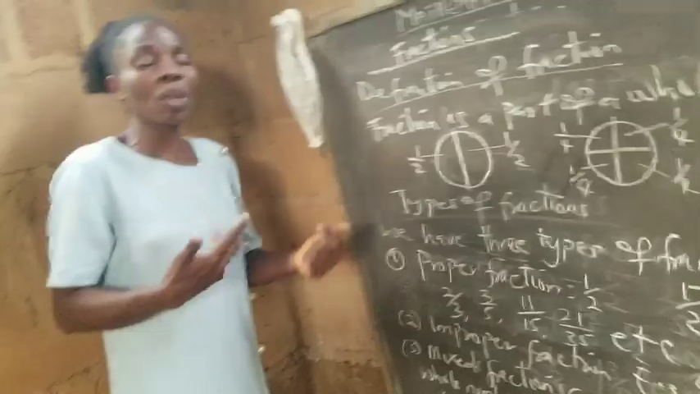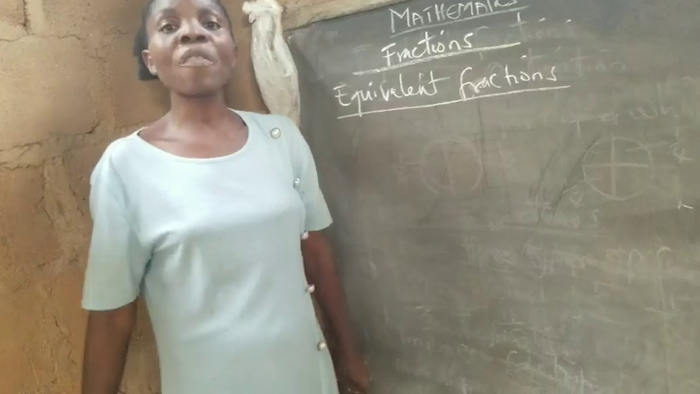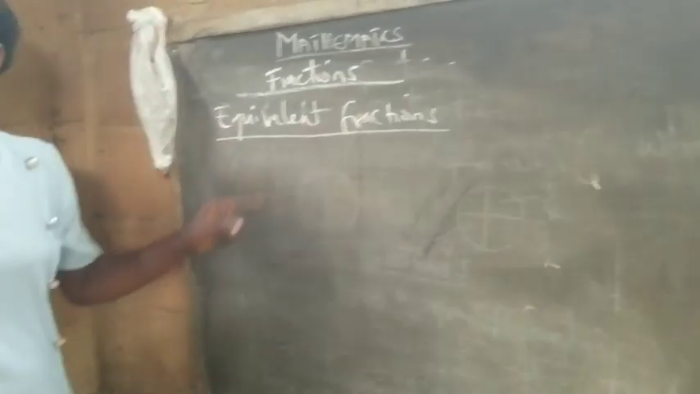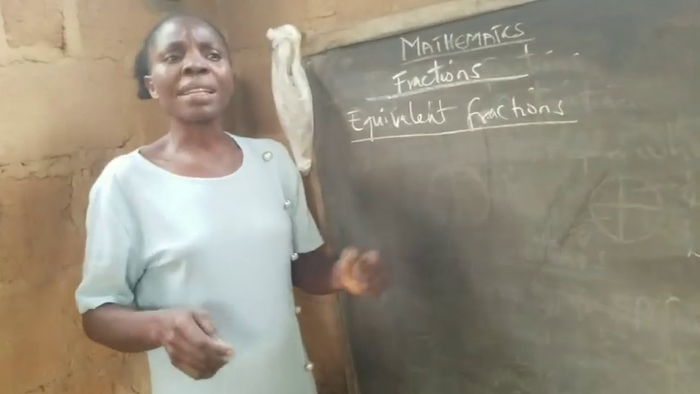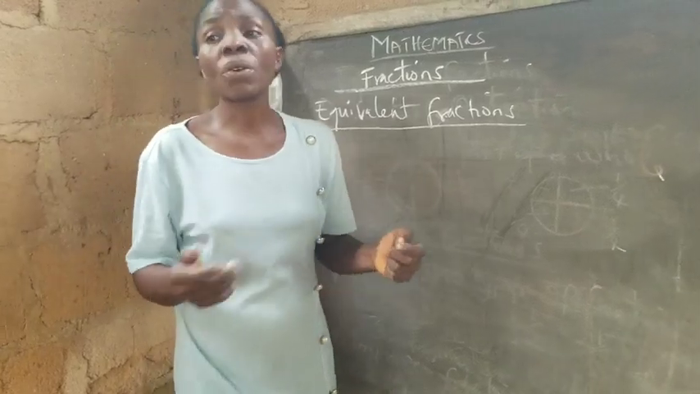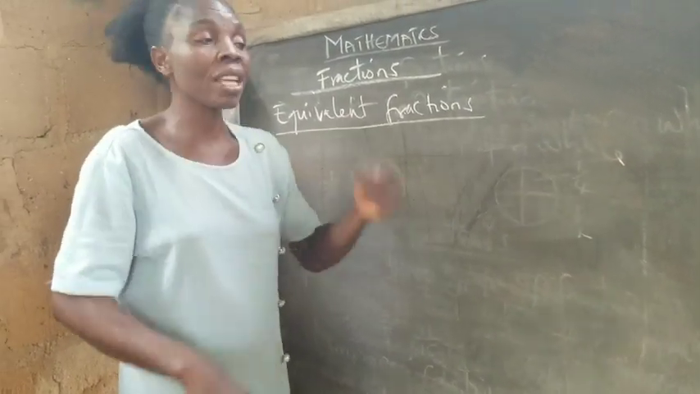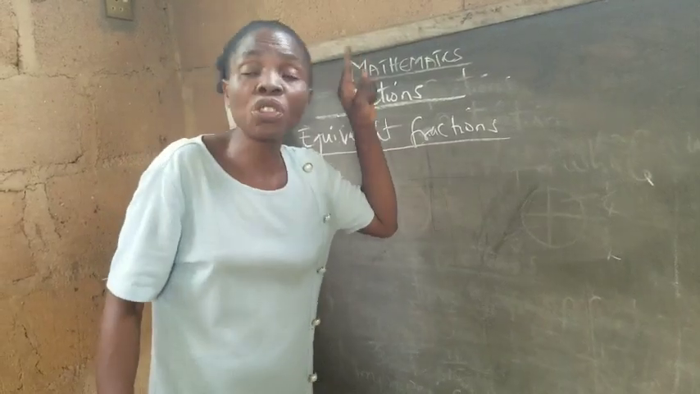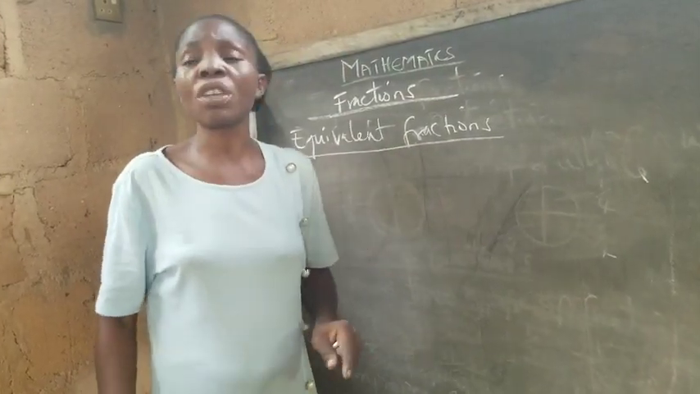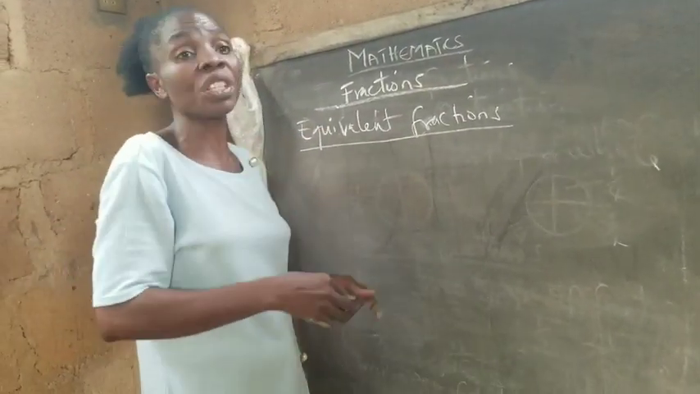Another thing I want us to talk about under this topic is equivalent fraction. We're hearing about equivalent fraction. What actually is equivalent fraction? Equivalent fractions are simply fractions that are gotten when a particular number is used to multiply both the numerator and the denominator. It becomes an equivalent fraction to the original fraction.